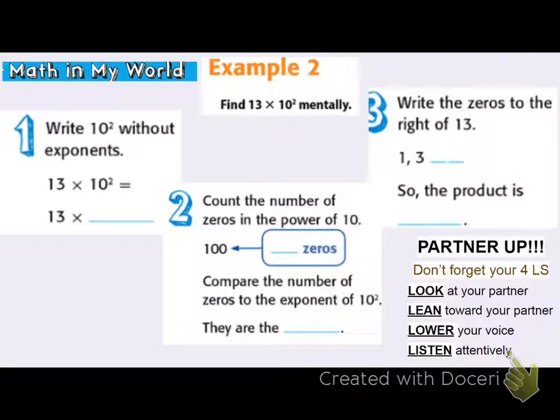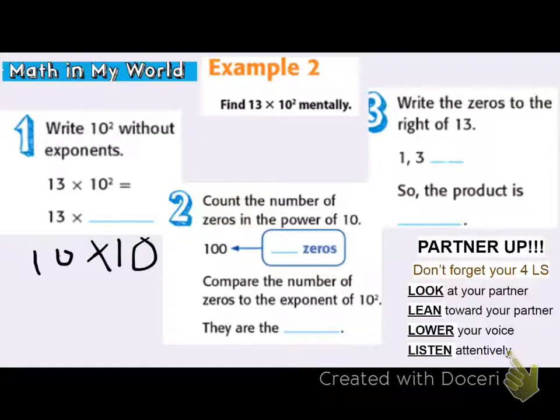All right, example number 2, Math in My World. Write 10 to the second power, or 10 squared, without exponents. Well, I know 10 to the second power from yesterday's lesson was 10 times 10. Right? And I know 10 times 10 is actually equal to 100. So they're really asking me here, what is 13 times 100?